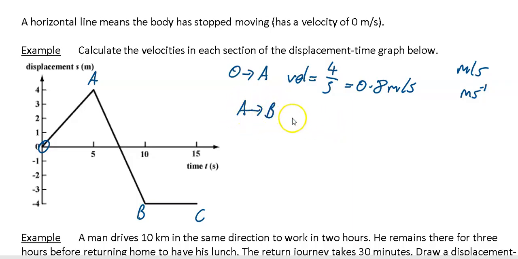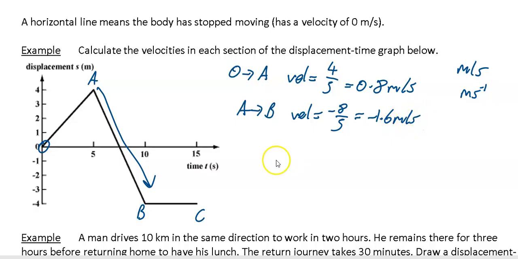The next section was from A to B, so from here down to here. So my velocity is going to be a negative velocity here because it's going back. If this is a positive velocity going this way, then going the other way is going to be a negative velocity. My rise is minus 8 this time, and I've done this in 5 seconds, from 5 seconds up to 10 seconds. And if you do minus 8 divided by 5, you'll get minus 1.5 meters per second.